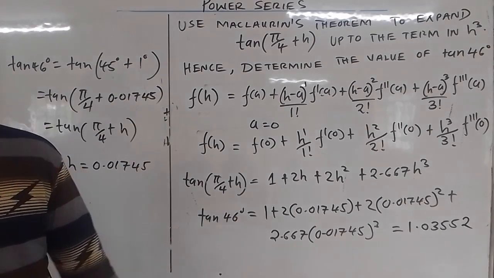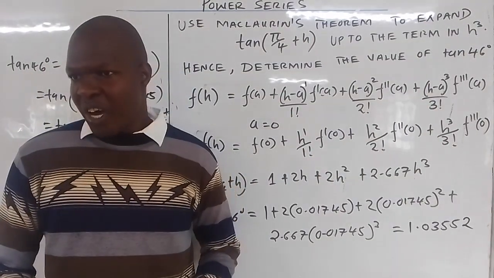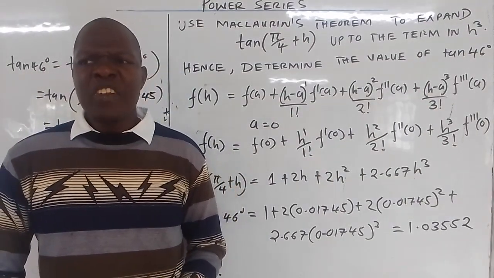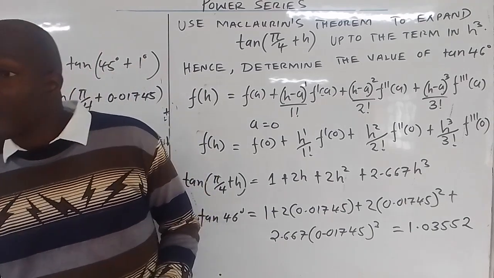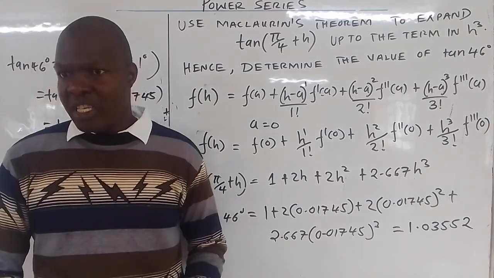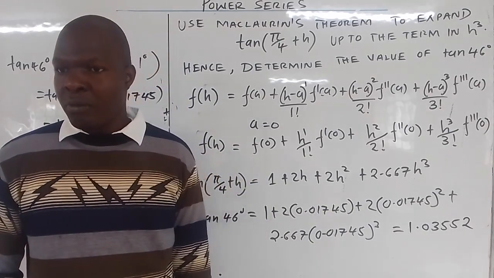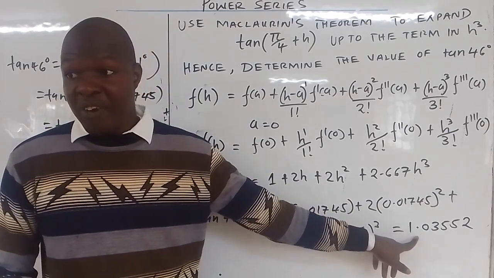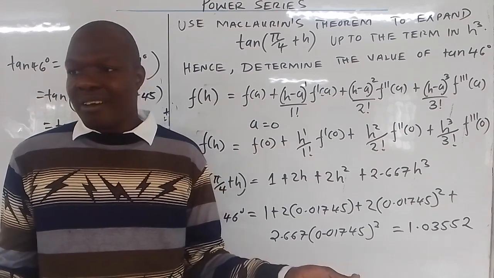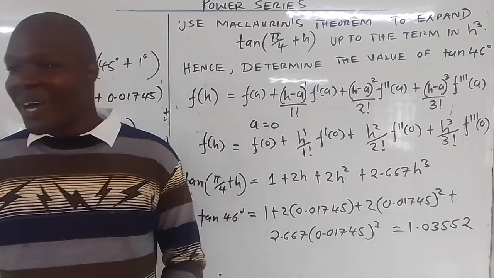So can you confirm with the calculator tan 46 degrees? When you are confirming tan 46 degrees, meaning the calculator must be in D, not R for pi radians, isn't it? So what is tan 46 degrees? Is it something close to this? Because this is the approximated value, isn't it? Very good. Are we together?